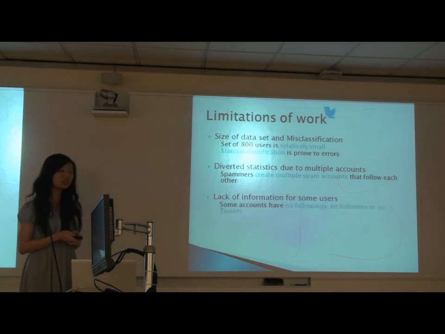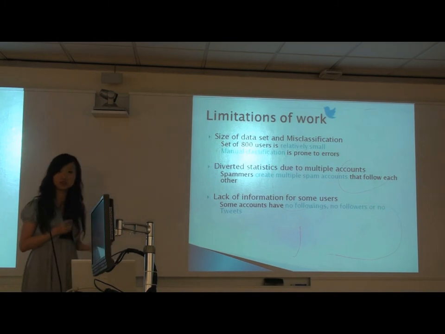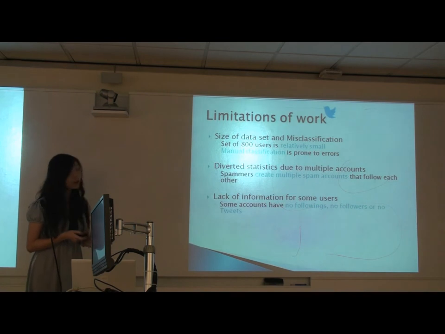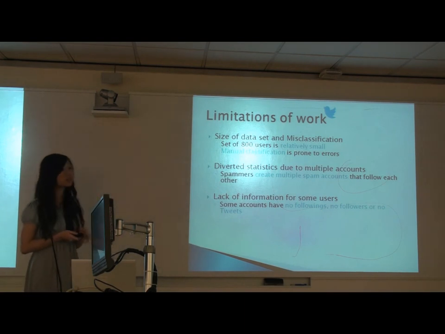The third limitation will be the lack of information for some users. You know that Twitter actually includes many different accounts, including those who don't even behave like a normal user. So, in the dataset I collected, some accounts have no followers, or even no tweets. These will affect not only the ratios being calculated, but also the accuracy of the indicators.